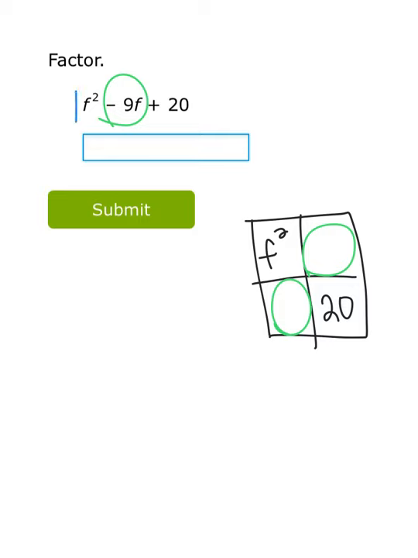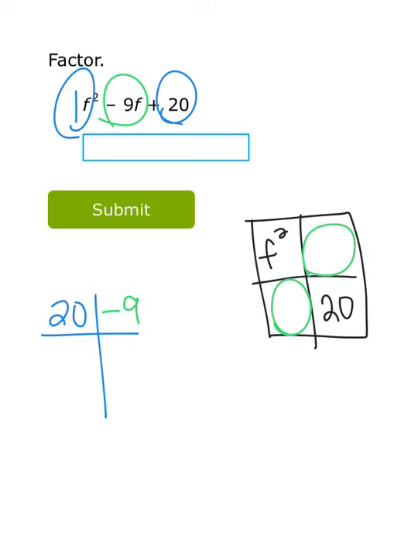So let's go ahead and make our table. I need to multiply my first term of 1 times my last term of 20. 1 times 20 is 20. So we're finding the factors of 20 that add up to a middle term of negative 9. Let's think of two factors of 20 that could possibly get us to 9. I know 1 times 20, but there's no way I could get that to equal 9. 2 times 10, probably not going to work, but maybe 5 and 4.